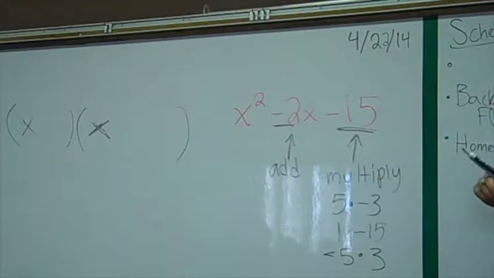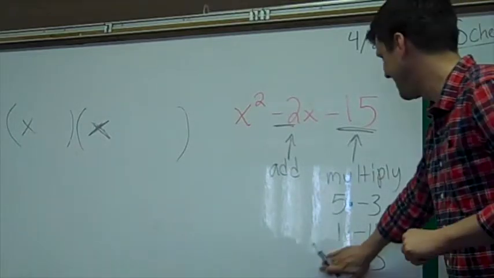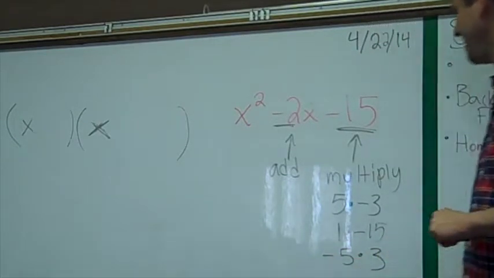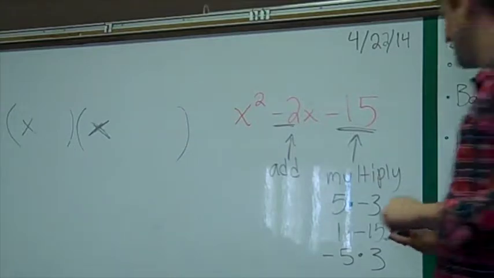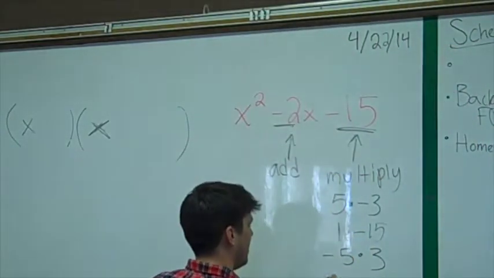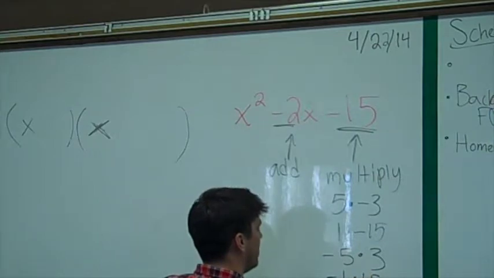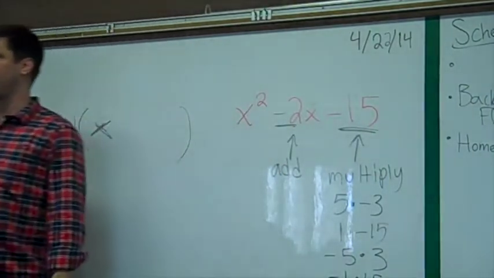That's a greater than sign, or a less than sign. Negative 5 or negative 1 and 15. Negative 1 times 15. Are there any others? No.